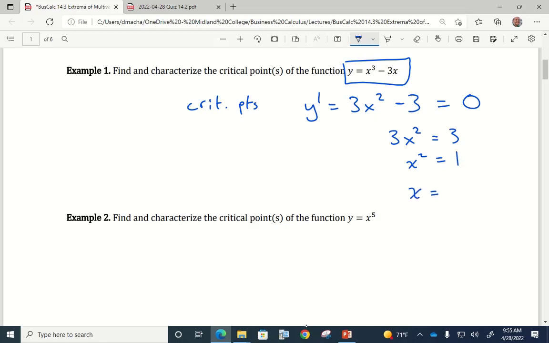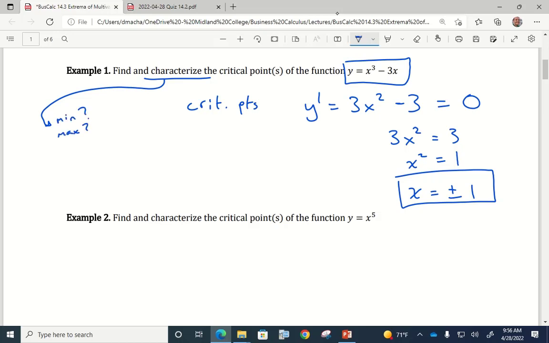And it turns out that x is going to be plus or minus 1. Those would be my critical points. I have two critical points: one is x equals positive 1, and one is x equals negative 1. But it says find and characterize. Where it says characterize, I mean, is it a minimum? Is it a maximum? Or is it possibly neither? That's what I mean by characterize.